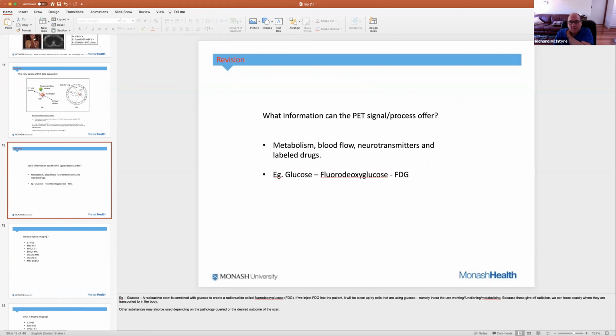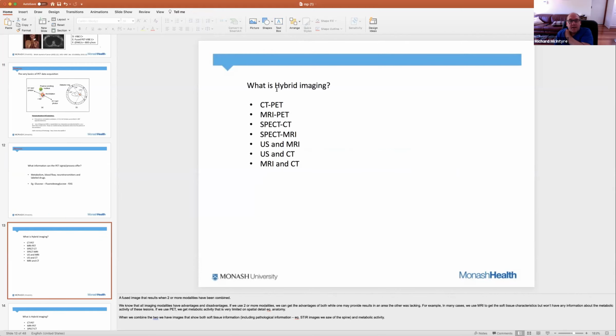I've mentioned that the PET signal can offer metabolism of, say, the glucose. It can measure blood flow. It can measure neurotransmitters. If we inject neurotransmitters and combine those drugs with radiation, we can see what parts of the brain are using those neurotransmitters and are therefore more active, okay, and labeled drugs. All right, an example that I used was glucose. It's called fluorodeoxyglucose or FDG. Okay, and you'll hear that quite a bit if you're around nuclear medicine. An example of hybrid imaging is CT PET, MRI PET, SPECT CT, SPECT MRI, and so on. Any modality that uses two or more modalities.